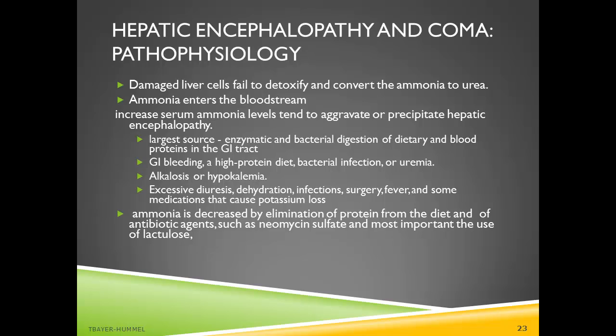So what are some sources of this increased ammonia? Enzymatic and bacterial digestion of dietary and blood proteins in the GI tract. GI bleeding, a high-protein diet, bacterial infection or uremia, another cause. Alkalosis or hypokalemia, yet another cause. Excessive diuresis, dehydration, infections, surgery, and some medications that cause potassium loss. Ammonia is decreased by elimination of protein from the diet and use of antibiotic agents such as neomycin and use of lactulose.